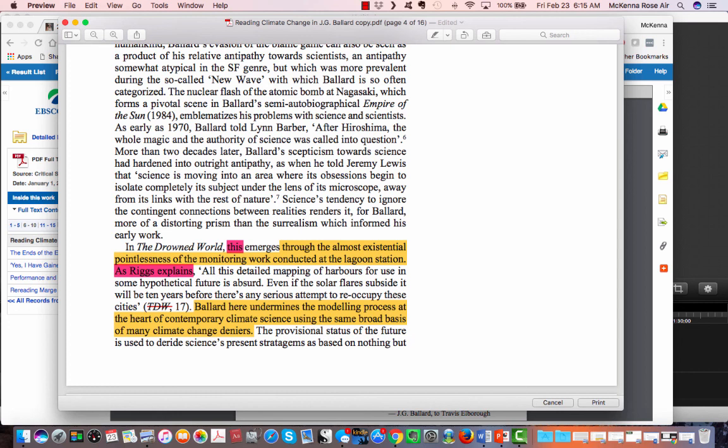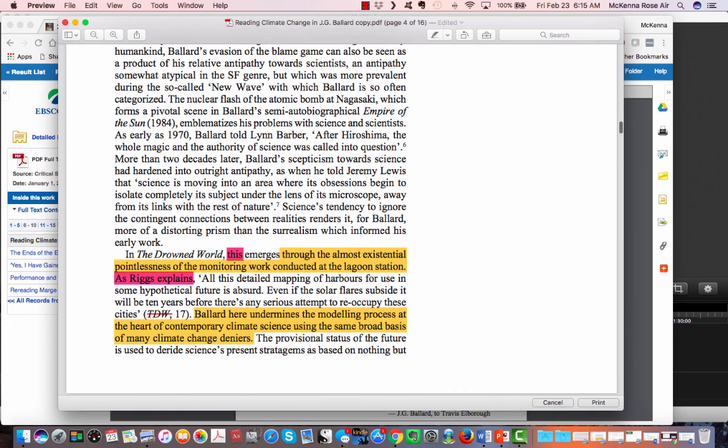All this detailed mapping of harbors for use in some hypothetical future. Citation. All this detailed mapping of harbors for use in some hypothetical future is absurd. Even if the solar flares subside, it will be 10 years before there's any serious attempt to reoccupy these cities.